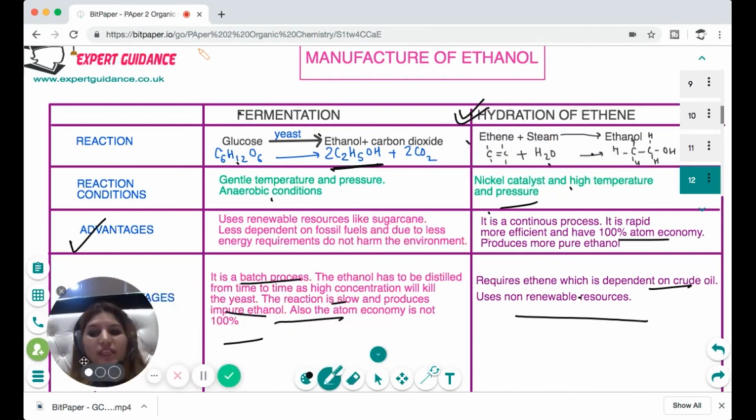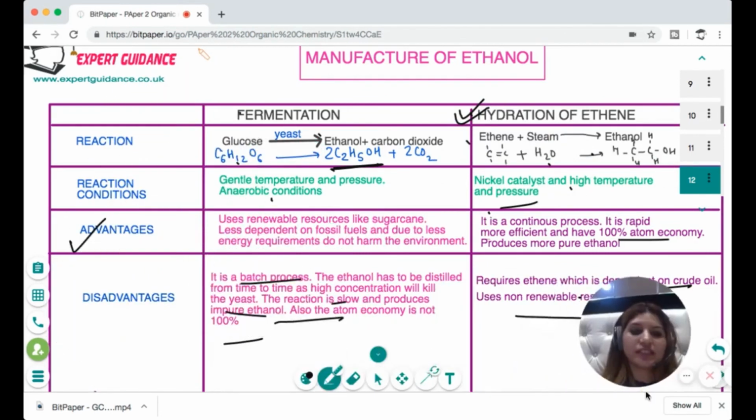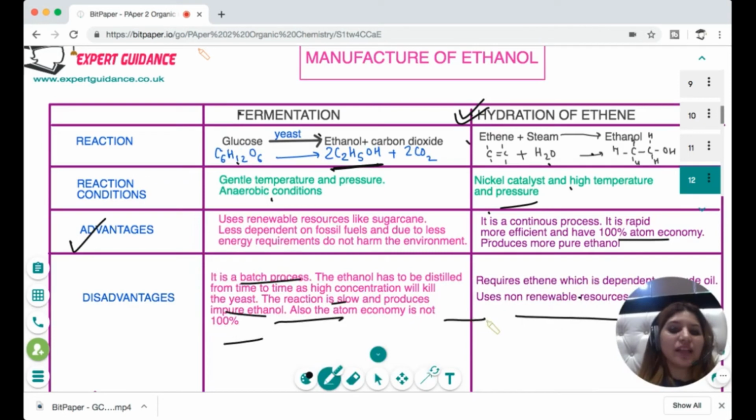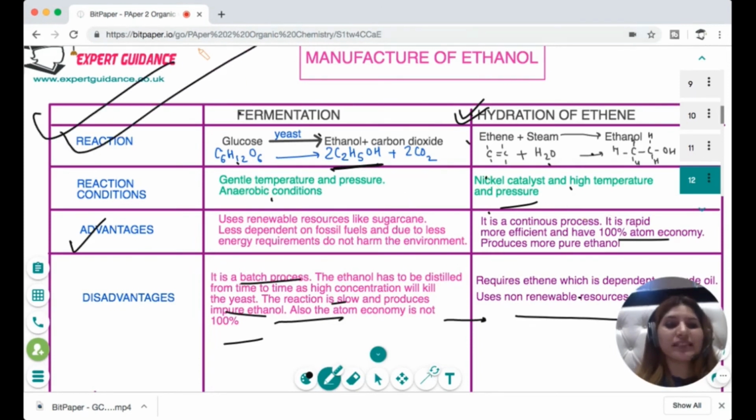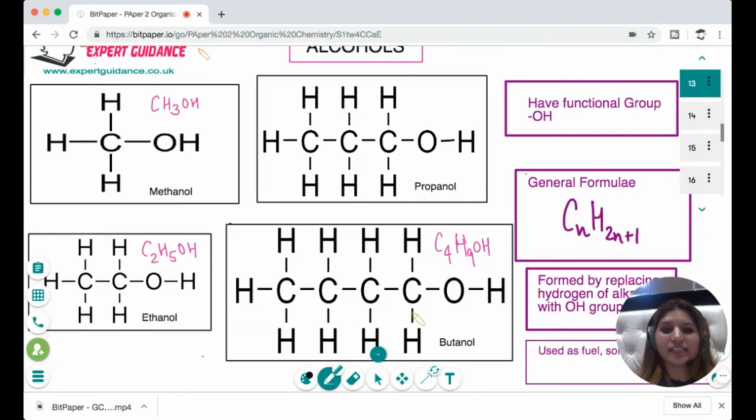So both of these processes have their own advantages and disadvantages, and in the exam they'll ask you to explain both the methods, and you have to explain the reaction conditions, advantages and disadvantages. So make sure you remember this table and contrast the benefits and disadvantages of each of the methods.